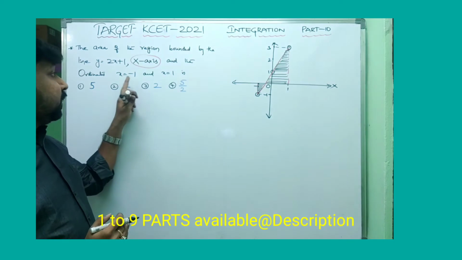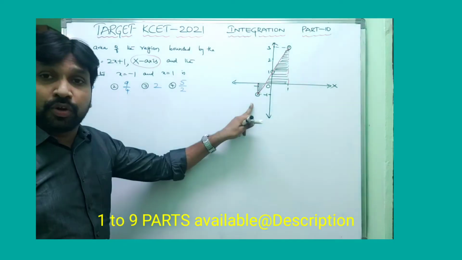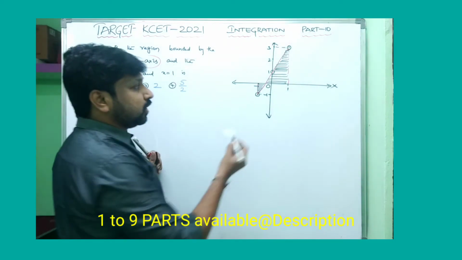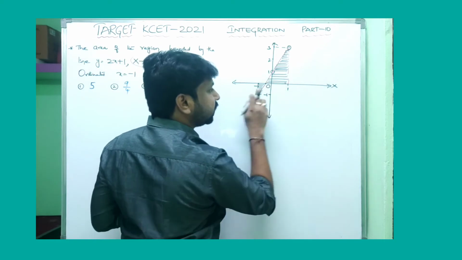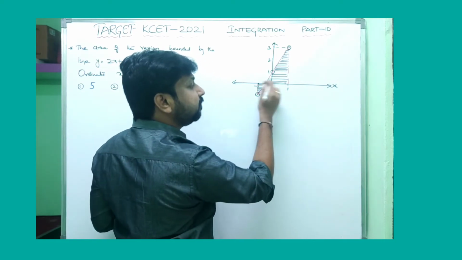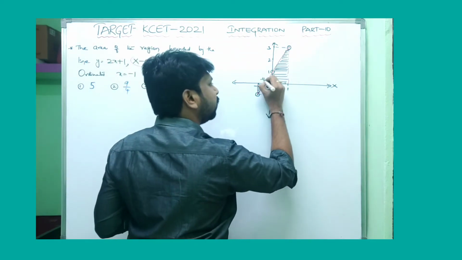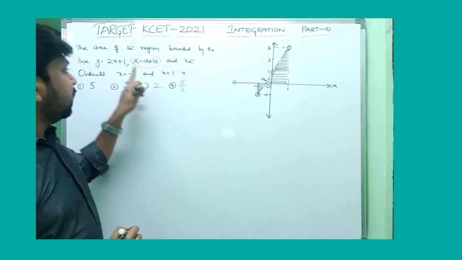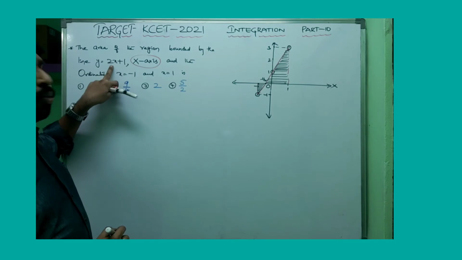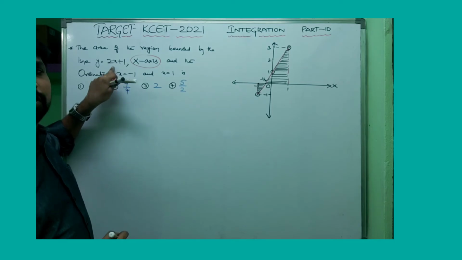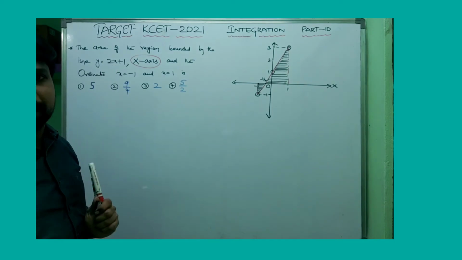Here, direct integration from -1 to 1 is absolutely wrong according to the diagram. Why? Because first of all you need to find this point. This point is exactly the mid value of -1 and 0, that is -1/2. If you have any doubt you can check: substituting x = -1/2, 2 into -1/2 minus 1 plus 1 gives 0. So y = 0 when x = -1/2.